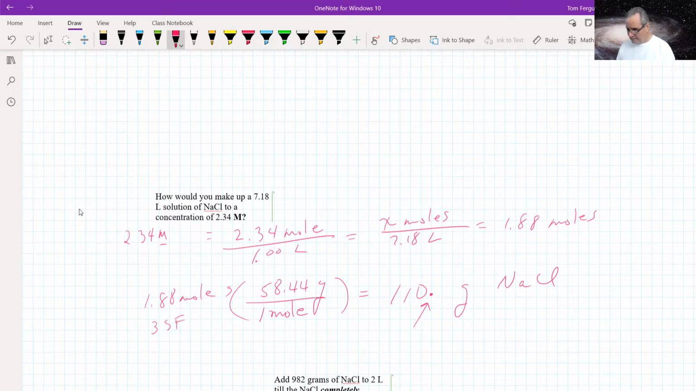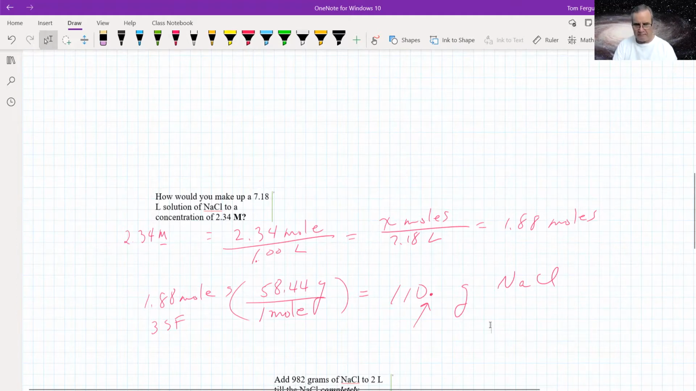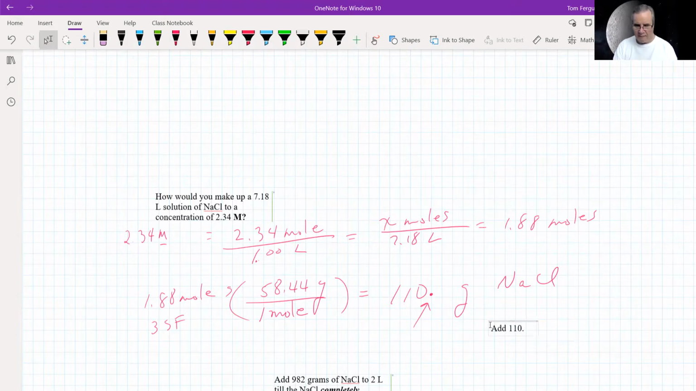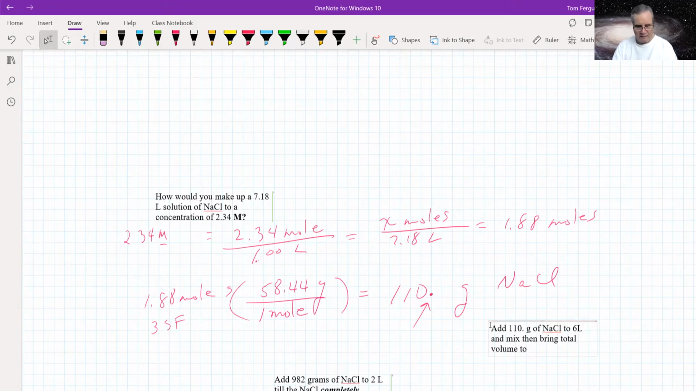Okay. So what are the directions here? I'm going to add 110 grams of sodium chloride to less than 7.18 liters, let's just say 6 liters, as long as it's less than the final volume, and mix, and then bring total volume to 7.18 liters. Now it's important to follow this process where you initially mix the solute in less than the total volume of water. Because if you don't, the final volume is going to be more than 7.18 liters.